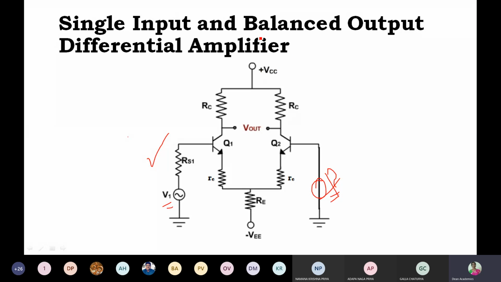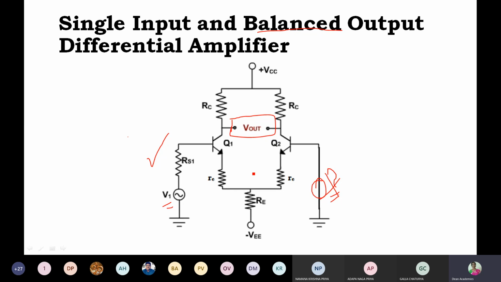Now, why do we call it balanced output? Because we take output at two collectors, from both collectors of the transistors. We are taking output at double end, both the ends. That's why we call it a balanced output differential amplifier.